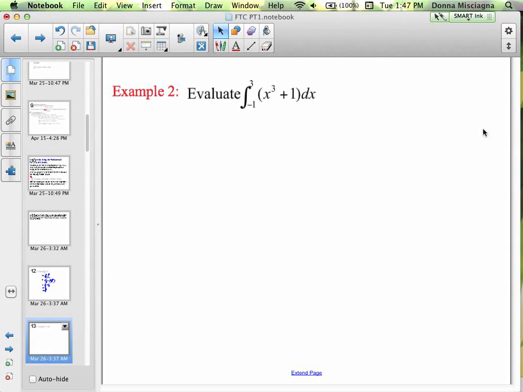Right, so let's integrate and evaluate. It's one part of the fundamental theorem of calculus that allows us to find the antiderivative and then substitute. So now let's do this one.